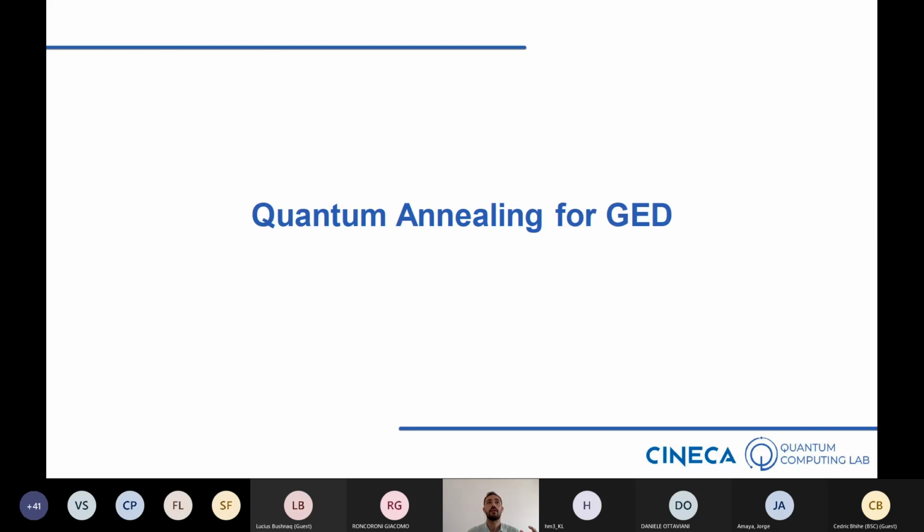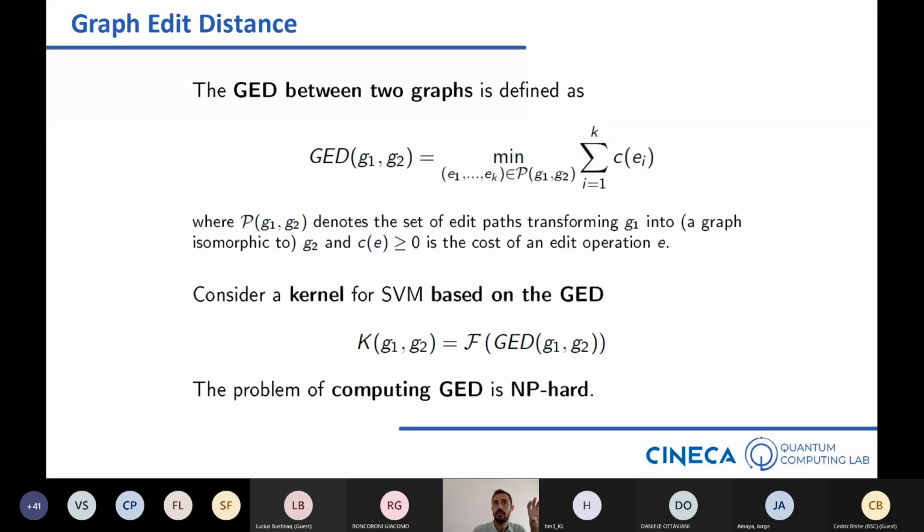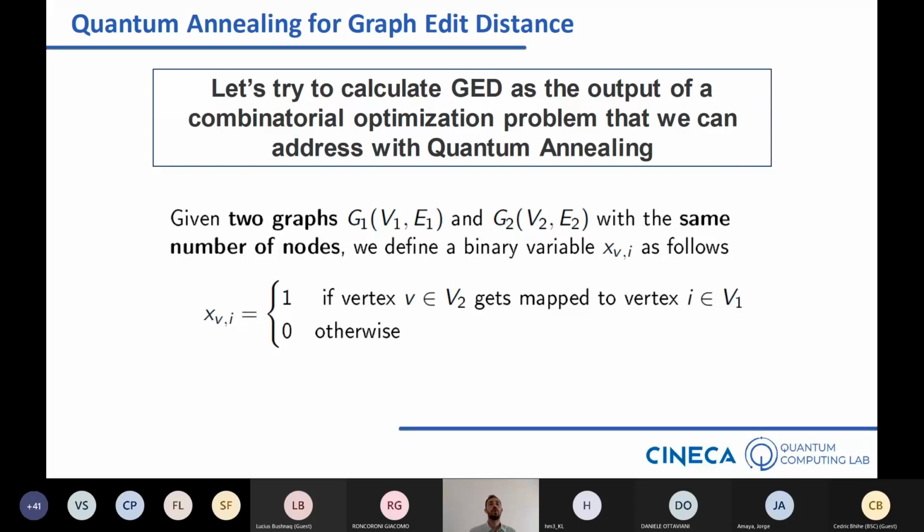What I want to do here is calculate the graph edit distance, which is an NP-hard problem, using the D-Wave, so I want to formulate the edit distance calculation as a QUBO problem. How do you do that? In the following way. Consider two graphs, G1 and G2, with the same number of nodes for simplicity. We define a binary variable which associates vertices in the first graph to vertices in the second graph. Basically, x_vi is 1 if vertex v in one graph is mapped into vertex i in the other graph, and 0 otherwise.